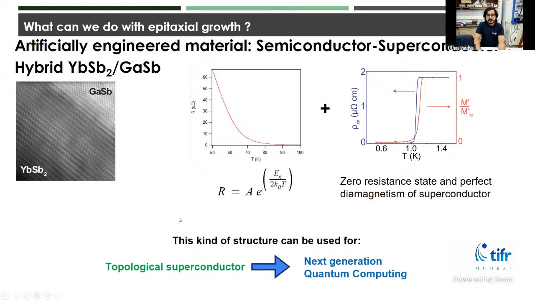These kinds of structures can also be used to look for topological superconductivity and next generation quantum computing, but currently we are not doing that. We can also go beyond this epitaxial growth, not just growing on a substrate. We can go beyond the substrate, and Shikhar is going to explain that.